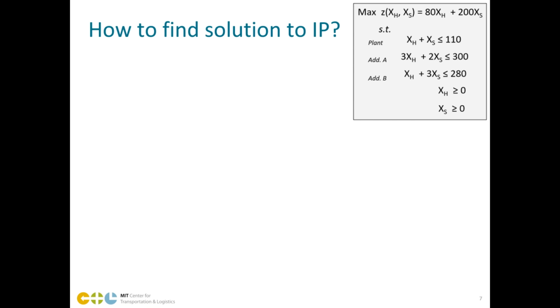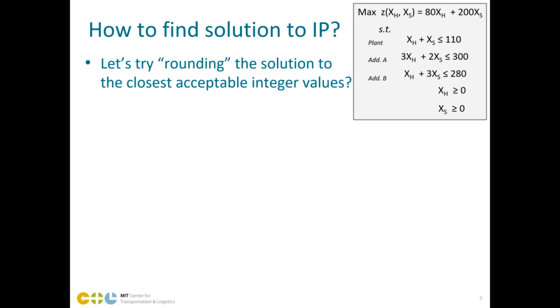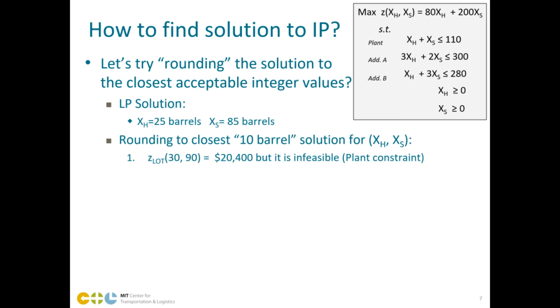Well, one approach you might take is just say, you know what, find the LP solution and just round it. Find the closest acceptable integer value. This is common sense. This is a good first approach. So our solution was 25 barrels of high grade, 85 barrels of supreme grade. If I round this, I have a couple different options. First, I might say, round them both up to 30 and 90 instead of 25 and 85. And that increases my profit, but it's infeasible because it violates my plant capacity. 30 plus 90 is 120, and that's more than the capacity that I have.